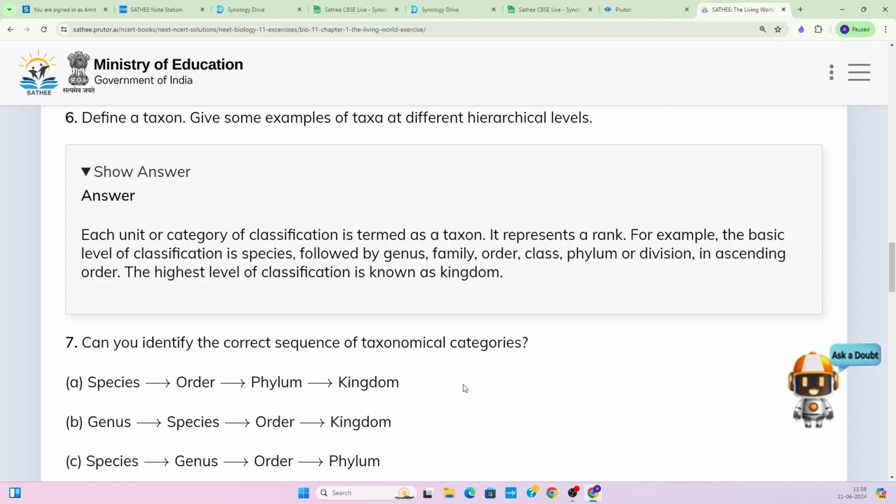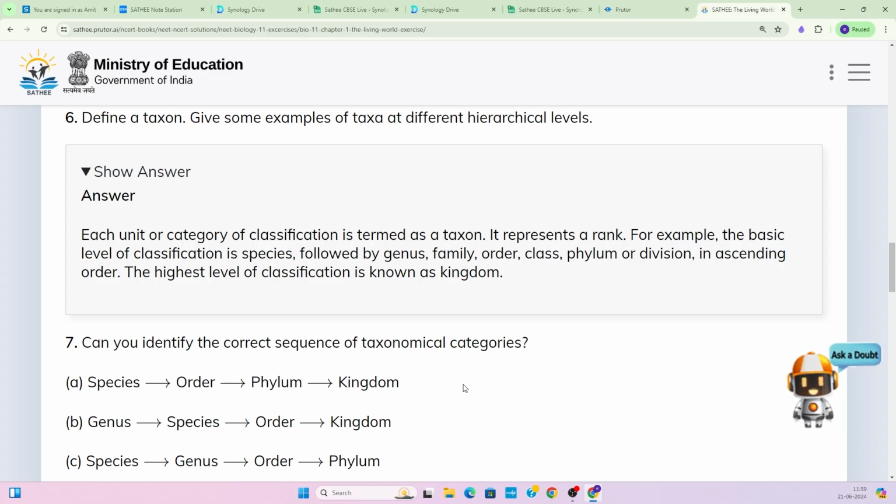Each of these is considered a unit. A species is one unit, genus is one unit, family is another, then order, then class, then phylum, division, and then kingdom. So these are considered units or categories in the classification. And this category or rank is considered a taxon. So species is a taxon. Genus is a taxon, right? Family is again a taxon.